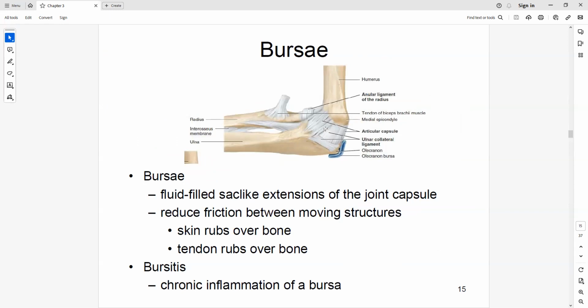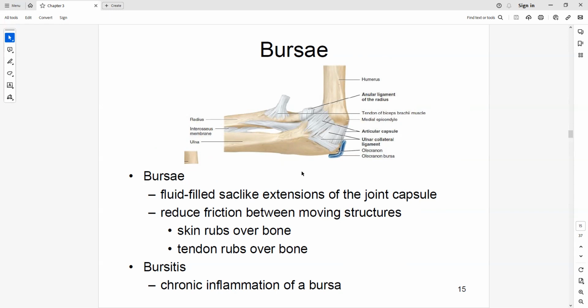And here is around the elbow joint. We don't see the inside of the articular capsule, but here is the bursa. So this is joining with the articular capsule, and so the synovial fluid is flowing into this blue bursa.